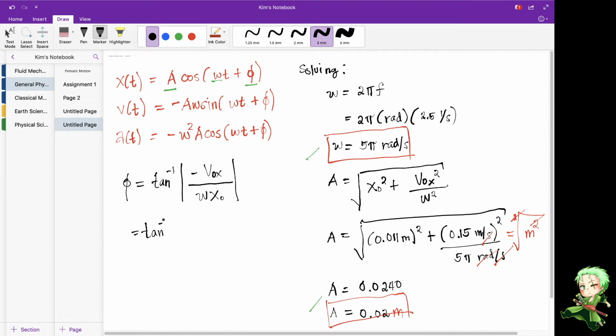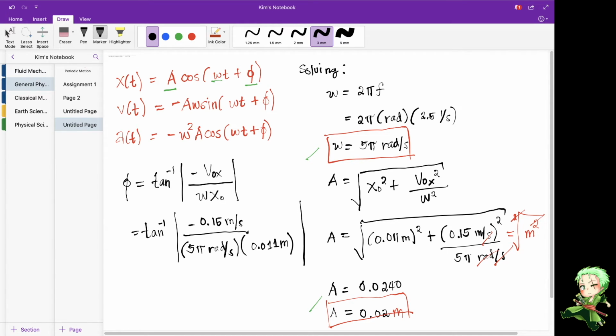We have the tangent inverse of negative v naught x, which is negative 0.15 meters per second. Divide everything by omega, which is 5 pi rad per second, and then you multiply it by x naught, or the initial position at t equals 0, and we found out that it's 0.011 meters.